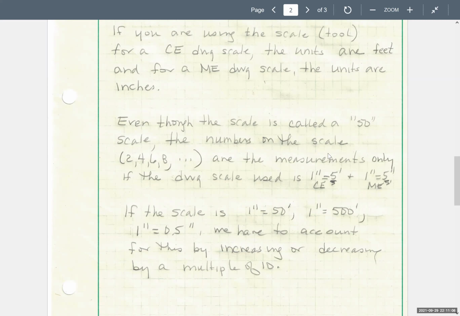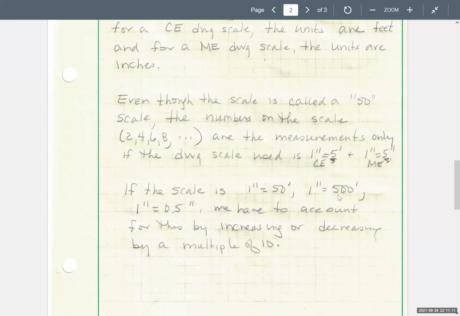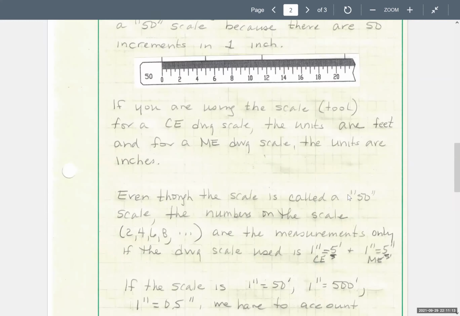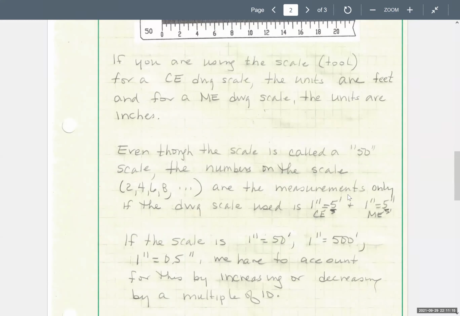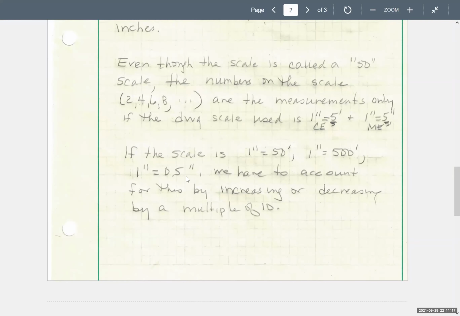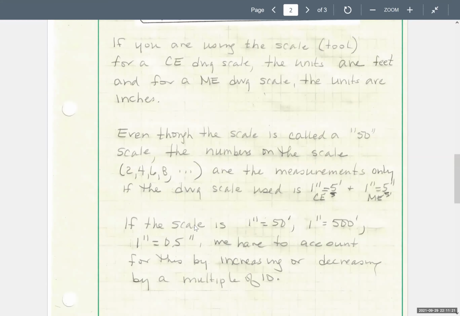Okay, then Tony, if it's 500, then you would add 2 zeros to all the numbers, correct? Great. How about the next one, which is really hard? What if the scale is 1 inch is equal to 0.5 inches? What would you do up here?